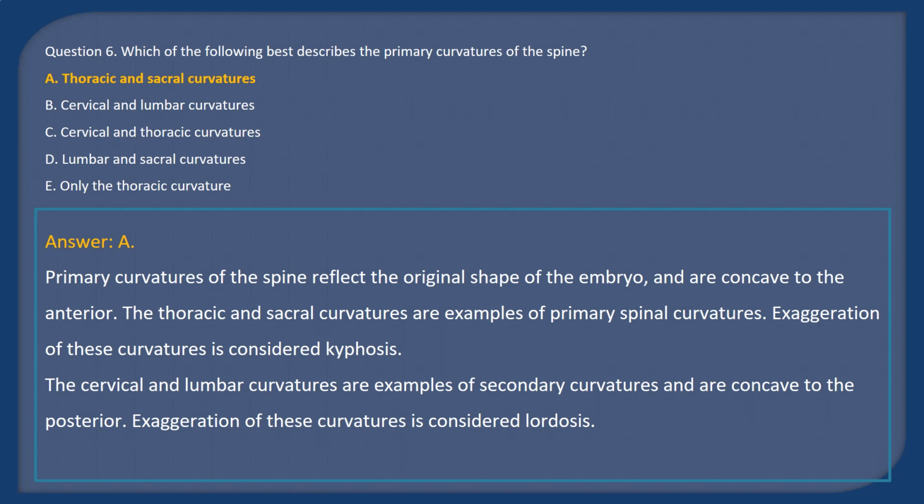Answer A. Primary curvatures of the spine reflect the original shape of the embryo and are concave to the interior. The thoracic and sacral curvatures are examples of primary spinal curvatures. Exaggeration of these curvatures is considered kyphosis. The cervical and lumbar curvatures are examples of secondary curvatures and are concave to the posterior. Exaggeration of these curvatures is considered lordosis.